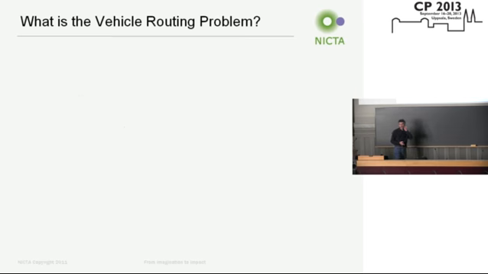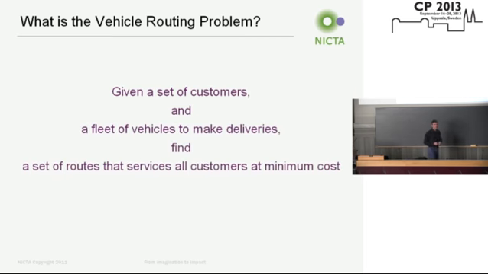Okay, so what is the vehicle routing problem? It's one of those nice problems that you can state nice and succinctly. You give me a set of customers and a fleet of vehicles that you want to use to deliver something to those customers, whether it be goods or a service, and I will give you back a really good set of routes that visits all of those customers exactly once and doesn't exceed the capacity of those trucks, and hopefully it will be at minimum cost.